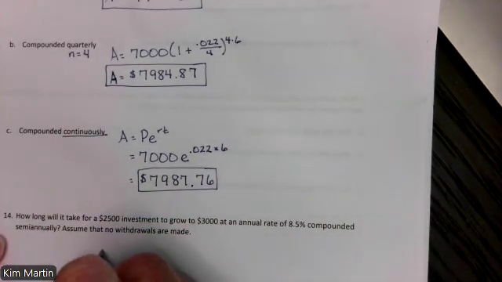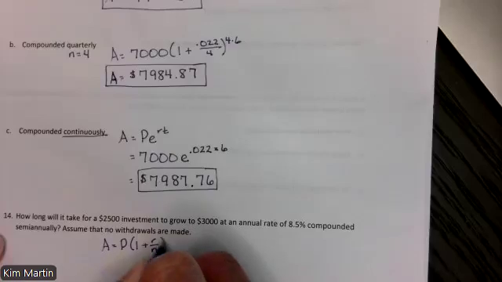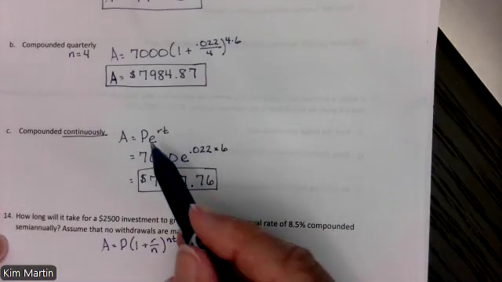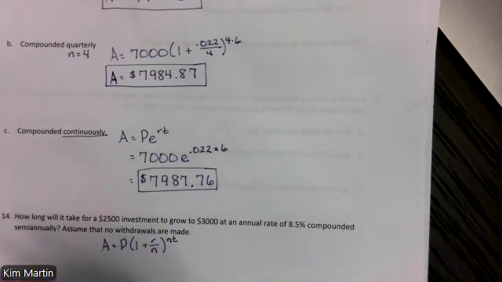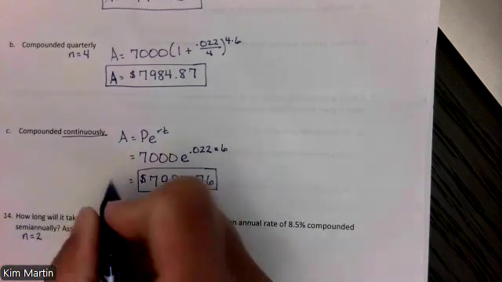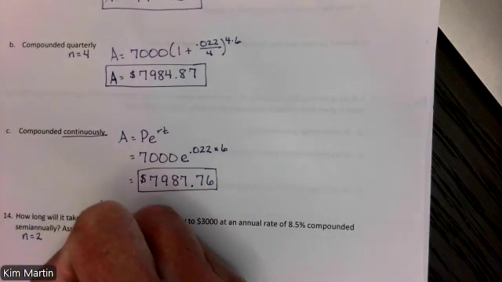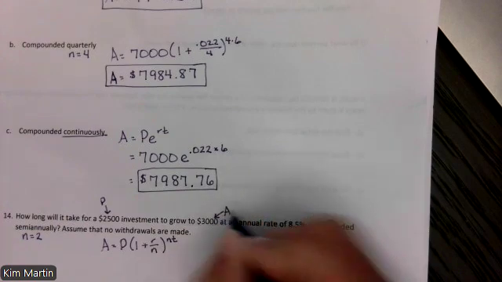We go back to this formula right here because it doesn't say continuous. 1 plus r over n raised to the nt. We're not going to use the other one because it doesn't say continuously. Semi-annually means 2 times a year, so my n is 2. This is my initial investment, so that's my P. This is my future amount, so that's A.